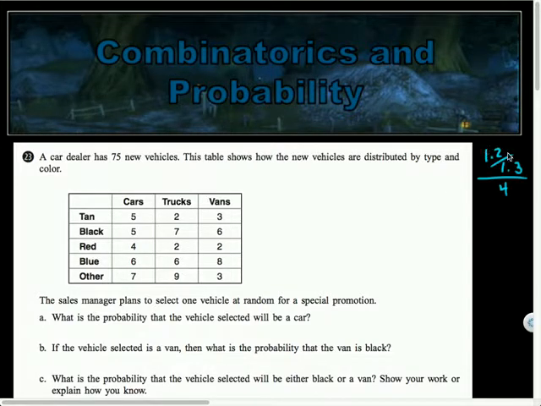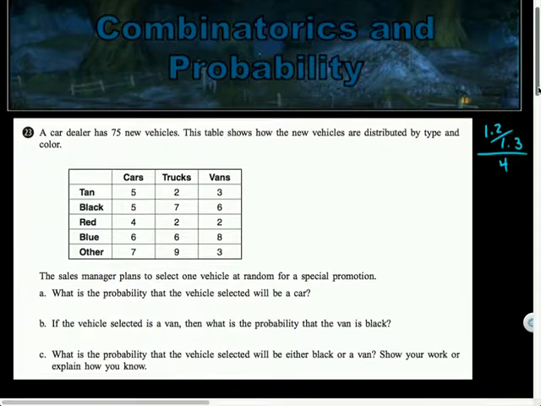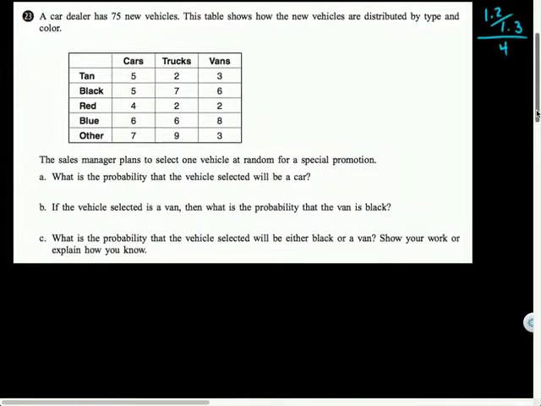Back in the day, our students scored on average a 1.2 out of 4 points, and the state scored a 1.3 out of 4 points. So neither doing incredibly well. But it says here, a car dealer has 75 new vehicles. This table shows how the new vehicles are distributed by type and color. The sales manager plans to select one vehicle at random for a special promotion. Ooh. A says, what is the probability that the vehicle selected will be a car?